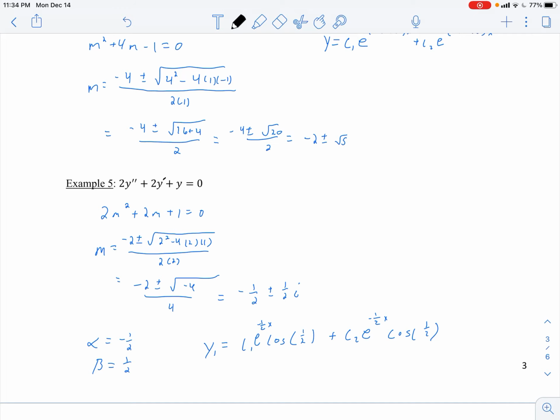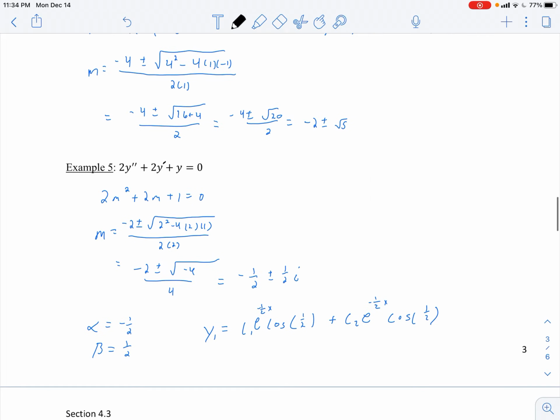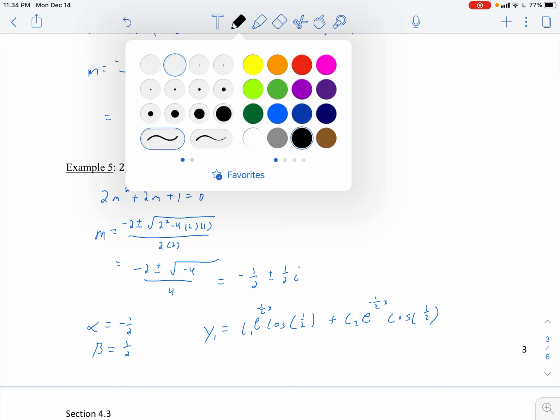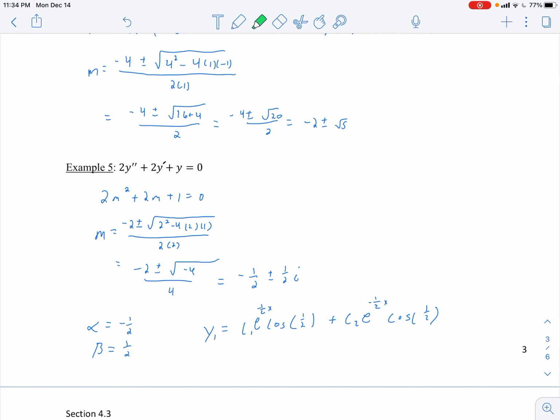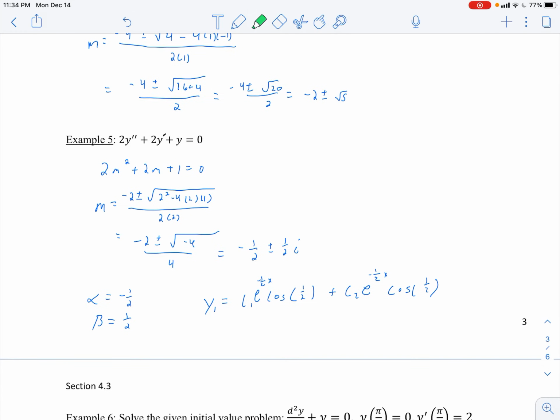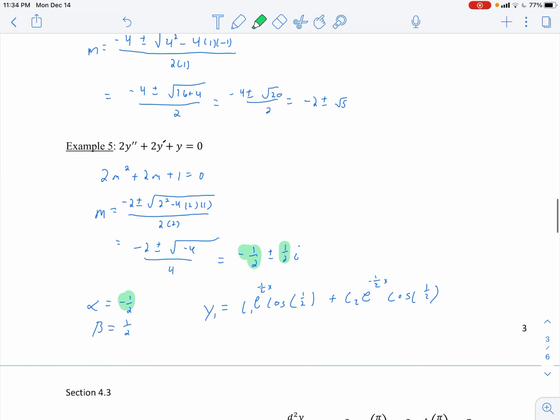Go ahead and we put it in the auxiliary equation, put it in the quadratic formula. When we do that, we're going to get negative 1/2 plus or minus 1/2 i. So the next thing I do is I say, okay, what's alpha? Alpha is negative 1/2. What's beta? 1/2. Once I find those, I can plug it into my formula.